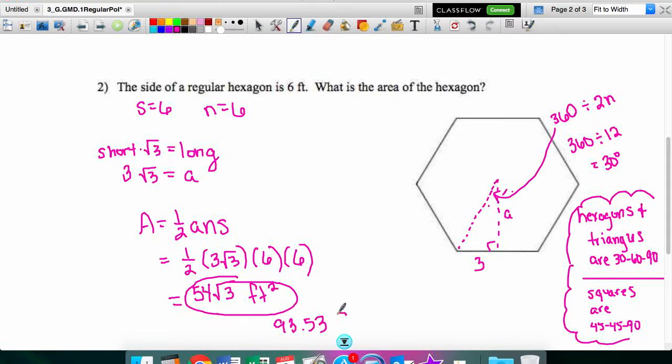Either answer is acceptable. So you could get the decimal equivalent or the exact answer. Just be careful if you're doing decimals. Don't round too much, especially mid-problem. All right, so let's take a look at one more example.